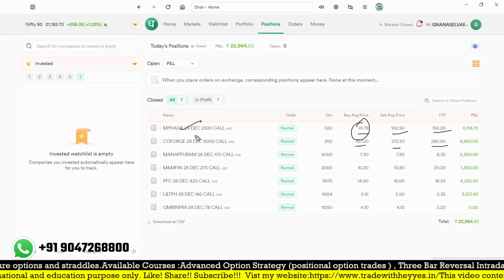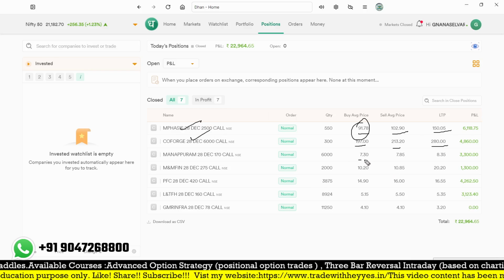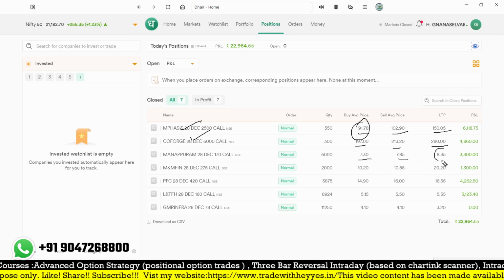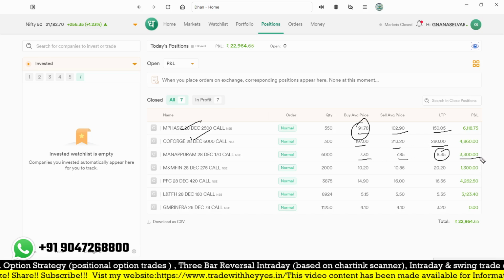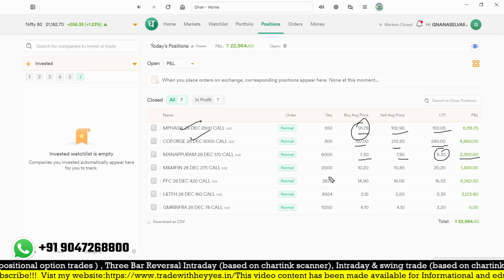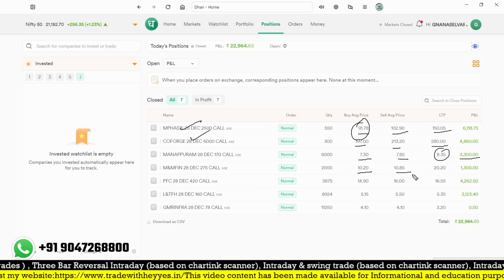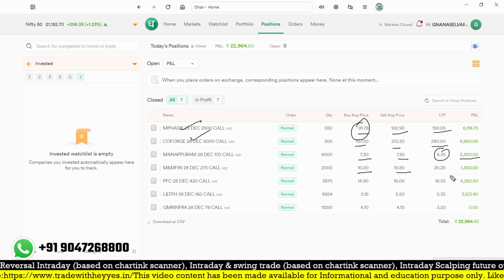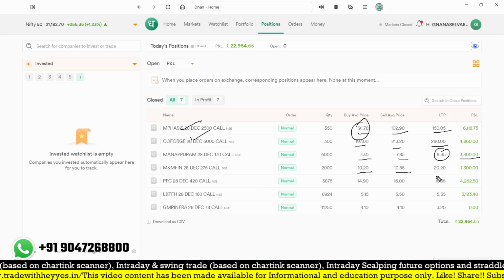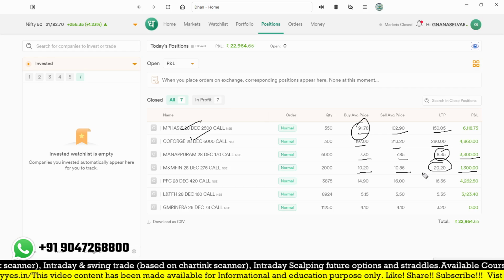That was MPS and GoForge. Manappuram, 7.3 and 7.8, closed at 8, so 1 rupee higher. I booked a small profit. And M&M, I took at 10.2 and exited at 10.85 very quickly because I went out. So I closed the position with 1300, but the closing price was 200.